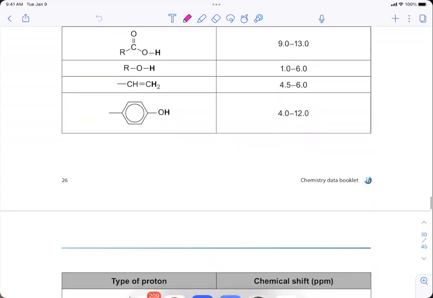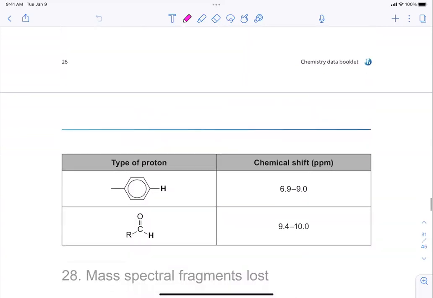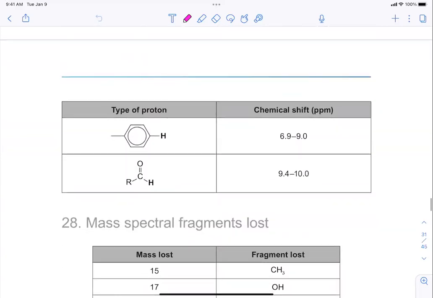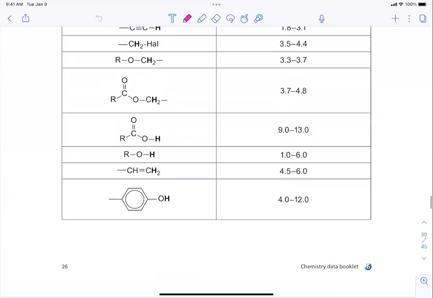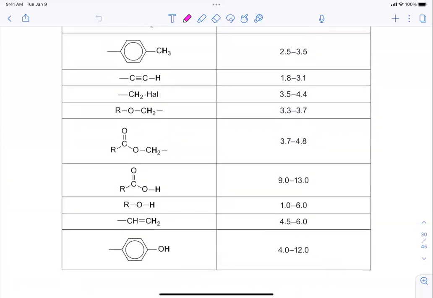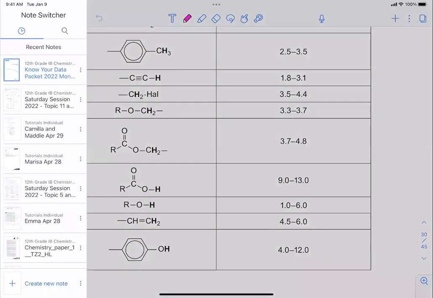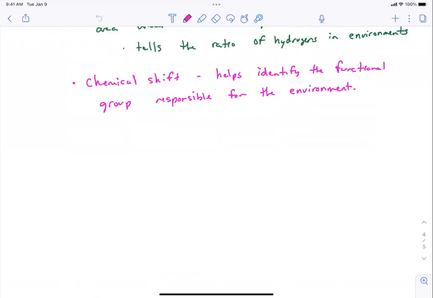And there are a couple on the last page, so don't forget that. There's like two on the last page that might be useful. Like, for example, the aldehyde hydrogen is 9.4 to 10, and the benzene hydrogen is 6.9 to 9.0. So really pay attention to these. OH is also another one, 1.0 to 6. There's a wide range, but you can use it to support your claims for different structures as well. So keep that in mind when you're looking at chemical shifts here.